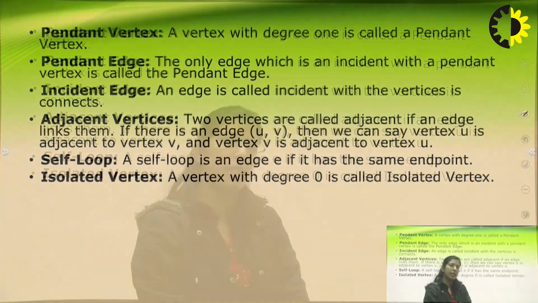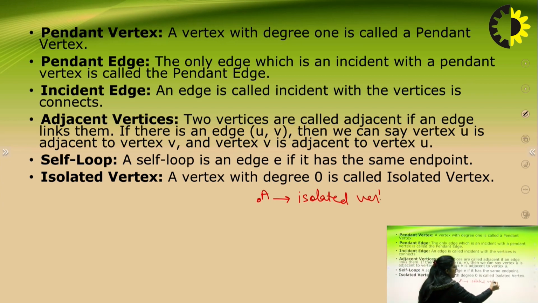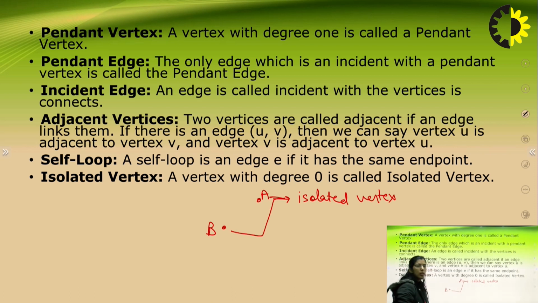Next is isolated vertex. If a vertex has degree 0, then that vertex is called an isolated vertex. For example, let's say we have a graph like this. And this is a vertex. So this is an isolated vertex because no edge is connected to this particular vertex. If I say let's have another vertex, then both of these are isolated vertices.